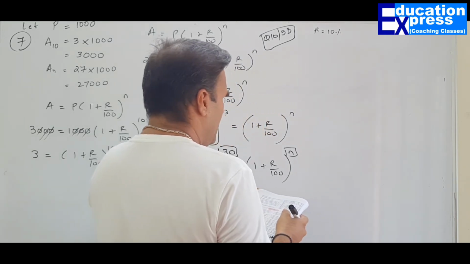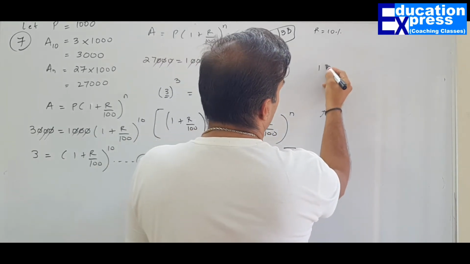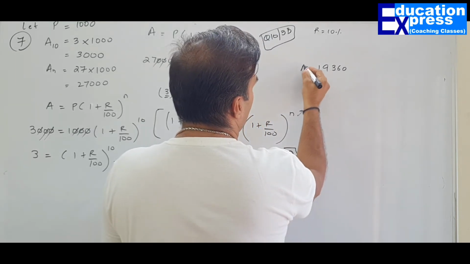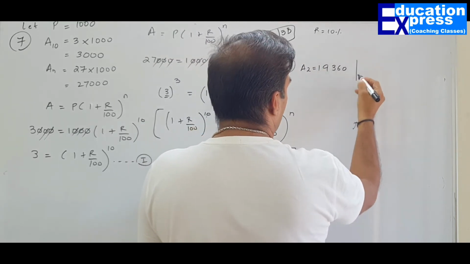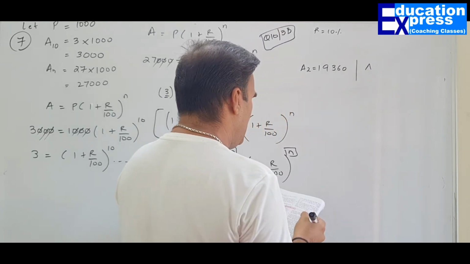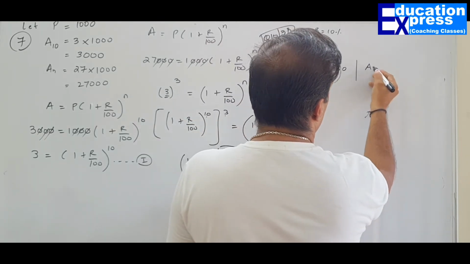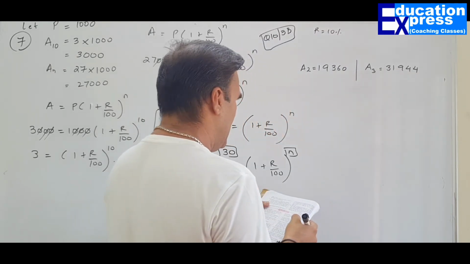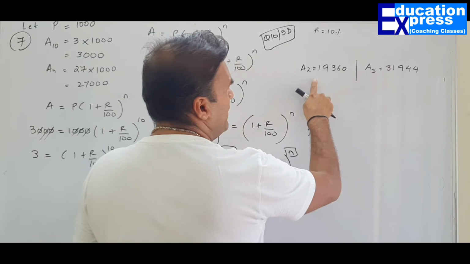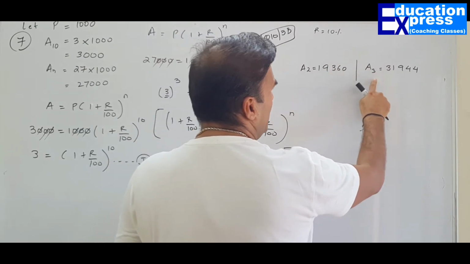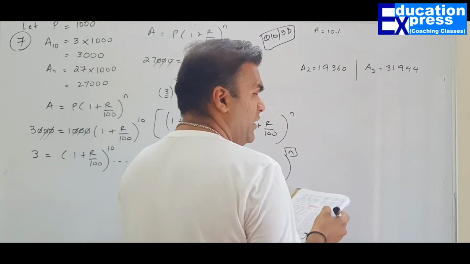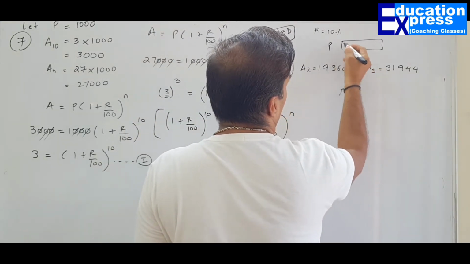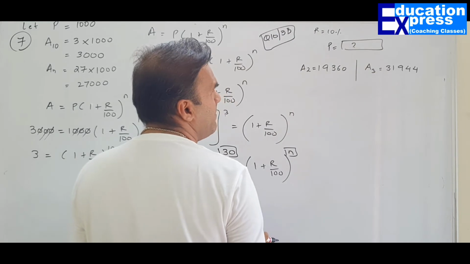And then he is paying 19,360 at the end of second year. And after that he paid 31,944 at the end of third year. So this payment was made at the end of second year. This payment was made at the end of third year. He must have borrowed certain money. We don't know how much he borrowed.